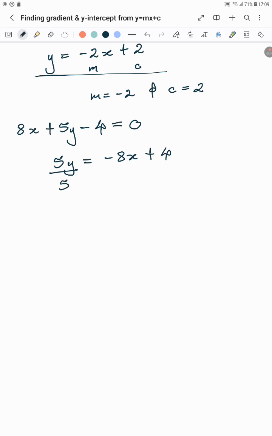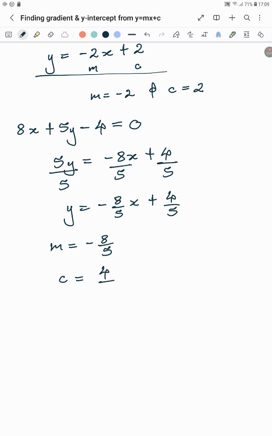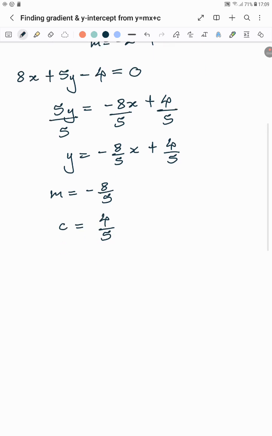Then I divide throughout by 5, and y is going to be equal to minus 8 over 5x plus 4 over 5. So m is equal to minus 8 over 5, and c is equal to 4 over 5. So that's how you would find the gradient and the y-intercept.